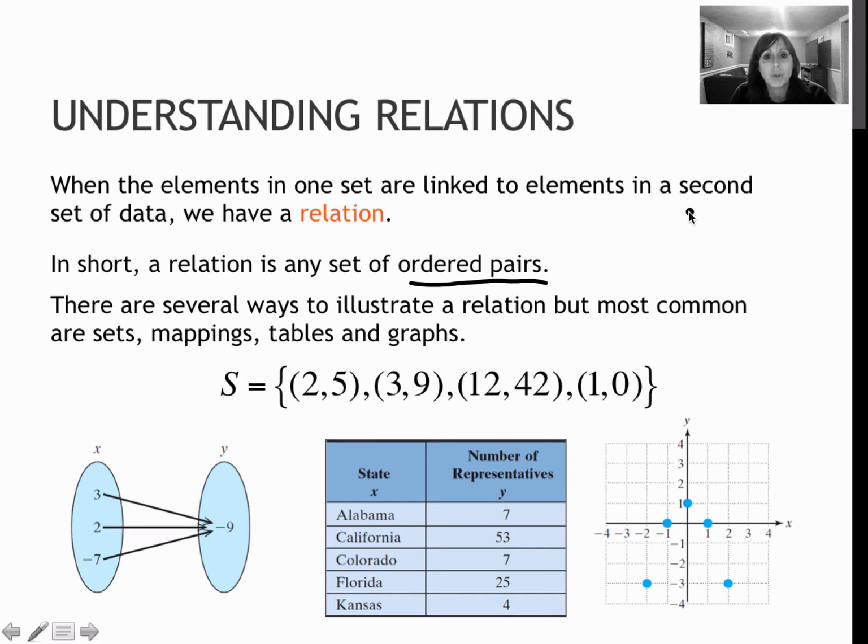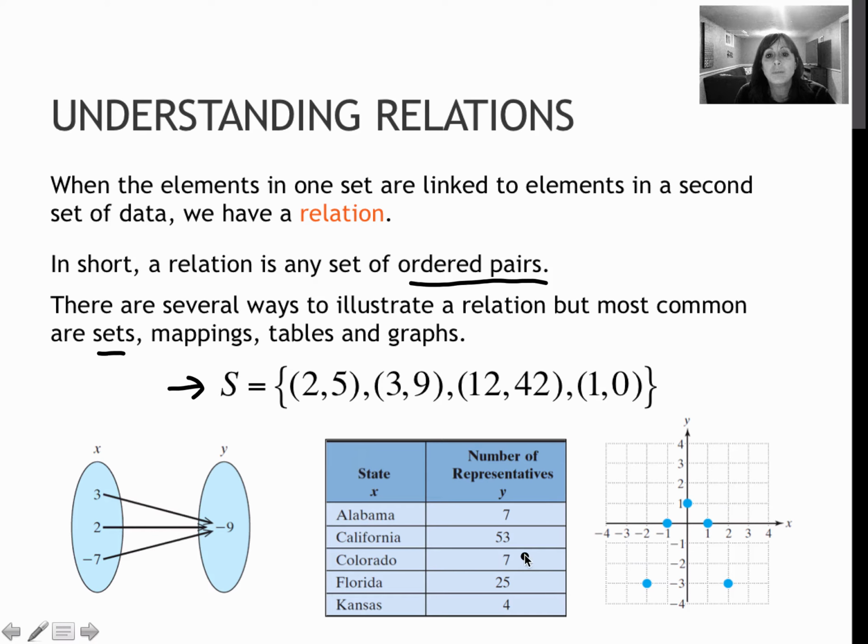The different ways that we're going to focus on in this class to display a relation is a set, which is this one right here. Notice I've got the set brackets. I've got several ordered pairs, each separated by a comma, and then I close the set bracket. Another way would be a mapping, which is this one. In a mapping, we simply draw an arrow from the x value that corresponds to the y value. So this mapping would be the relation of (3, -9), (2, -9), and (-7, -9).